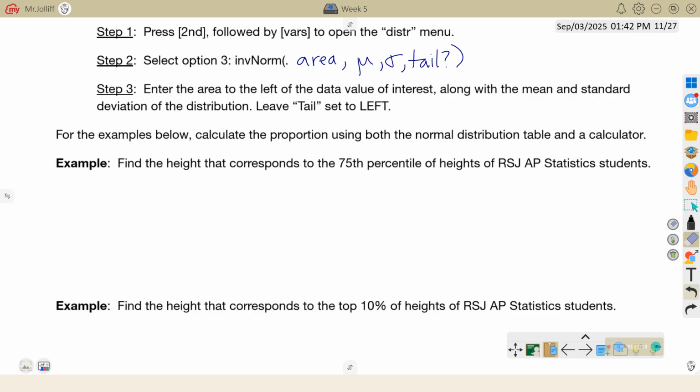First step says find the height that corresponds to the 75th percentile of heights at Rancho San Juan AP Stats. First thing I do, make my graph. Draw our normal curve, label our normal curve. We know how that works.